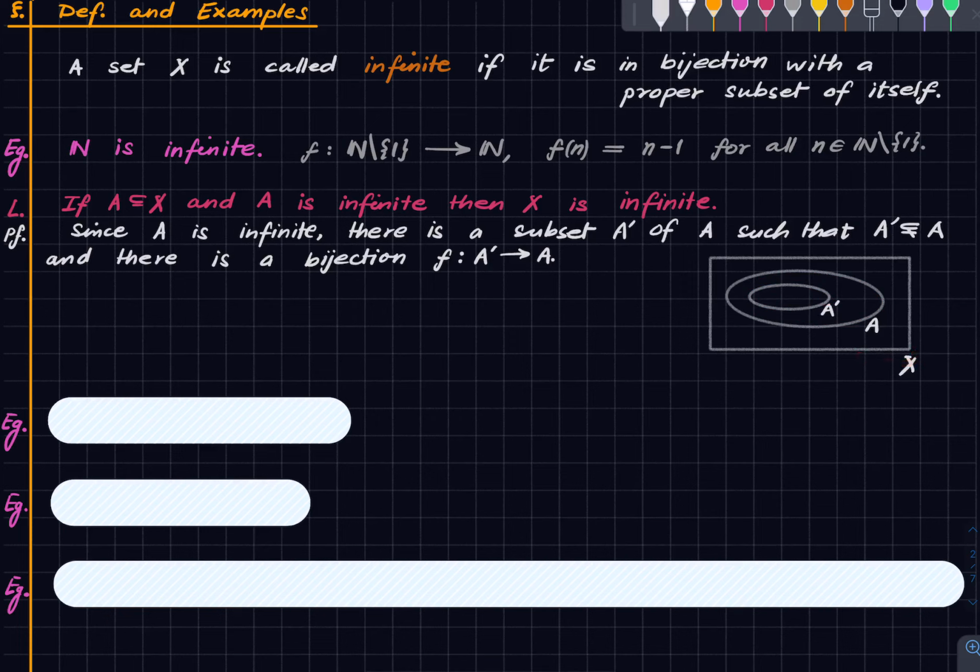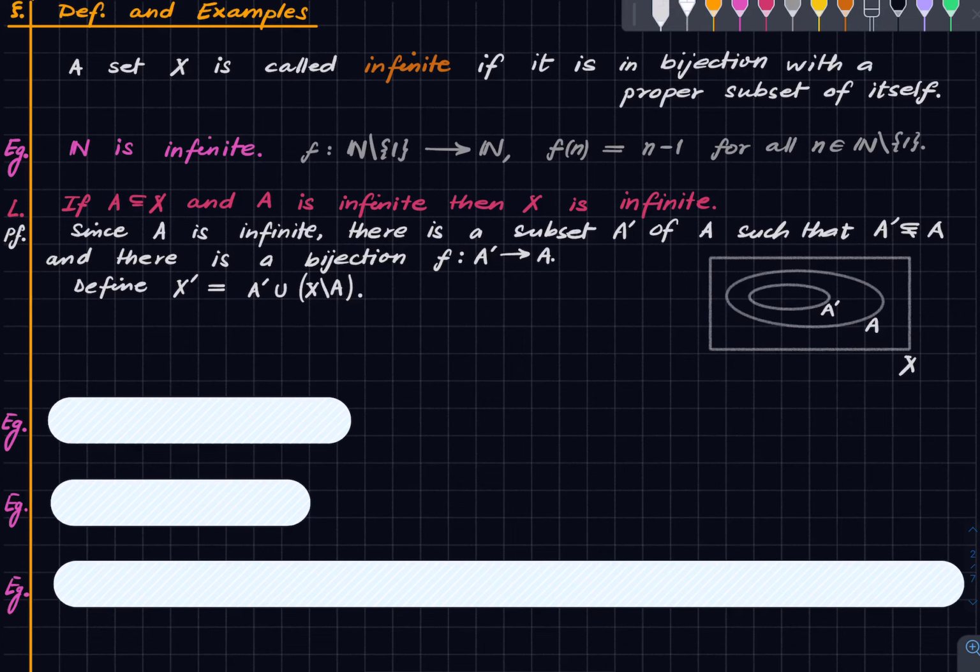So define X prime as A prime union the thing on the outside, which I'm shading. That is what X prime is. And now we will define a bijection between X prime and X.